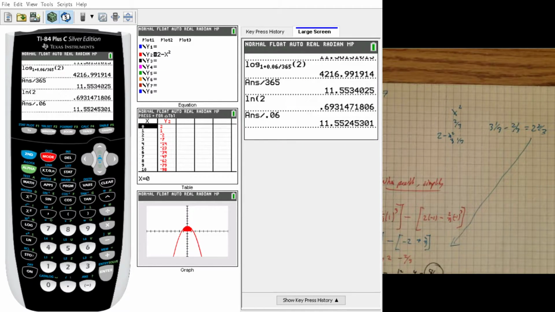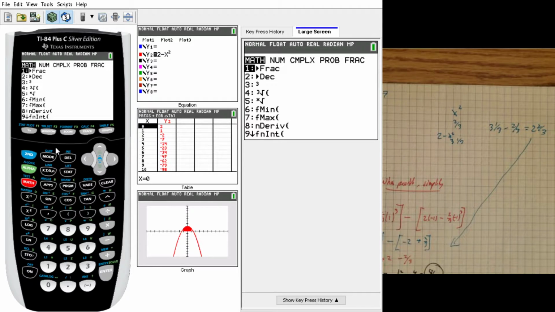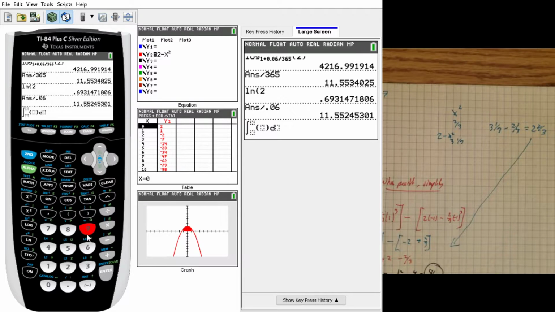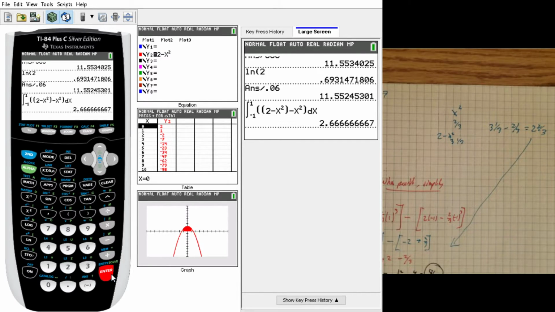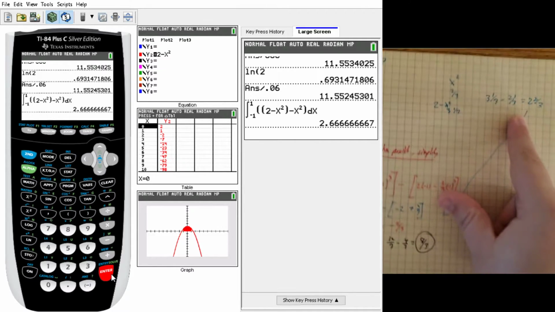To do that without using the graphing utility, I think is a little easier, but that's just me. So what you can do is hit the math button. Down here it says finite integral, which is number 9. So I go from -1 to +1 of the first function, 2 minus x squared, minus the second function, which was just x squared. We're doing it with respect to x. Boom. 2 2/3, exactly as we saw over here.